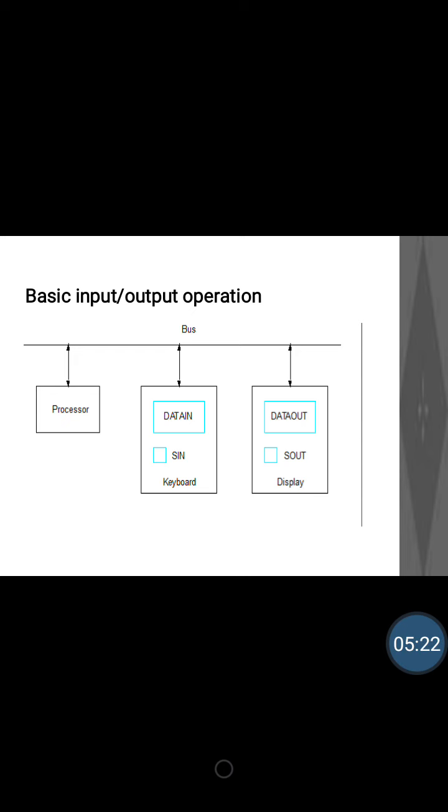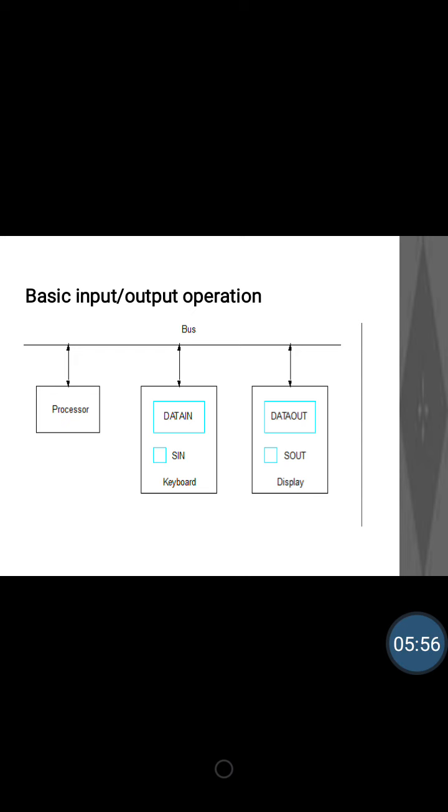Whenever a valid character is stored in the data in buffer register of the keyboard, the SIN bit will be set to 1. When the SIN bit is set to 1, the processor comes to know that valid data is available and has to be taken, and the processor takes the data within the data in register. Now data in becomes empty because the data has been read by the processor. That's why the SIN bit is automatically made 0. Again, I will type characters and they will be stored in data in.